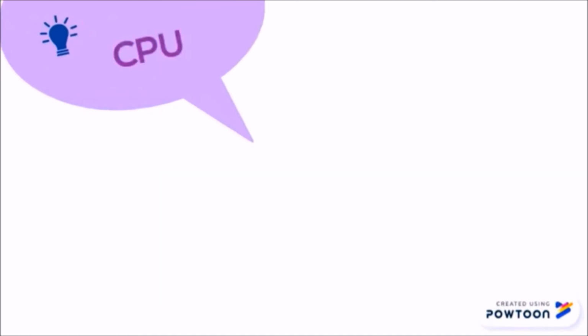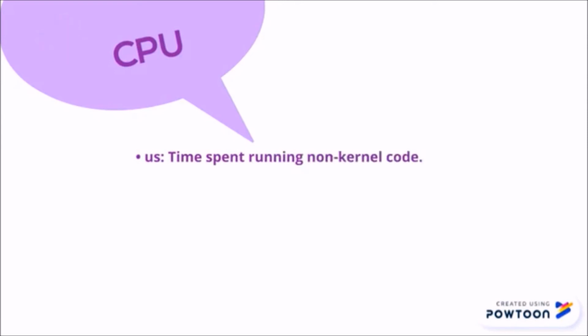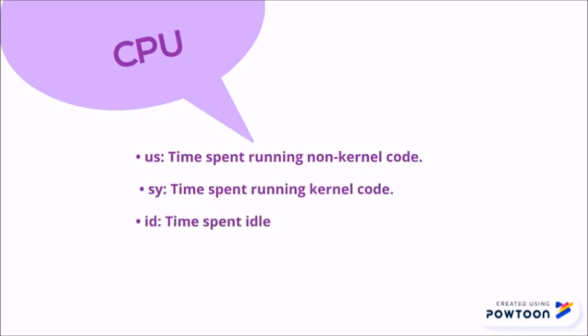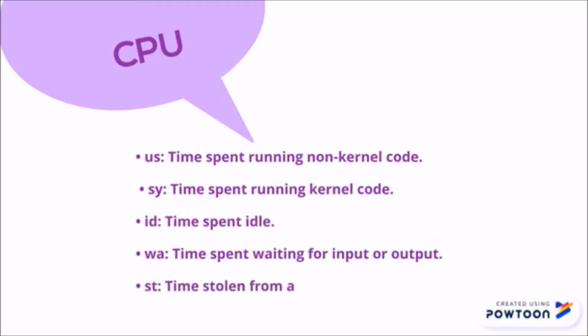The last one is CPU. Us is time spent running non-kernel code. That is how much time is spent in user time processing and in nice time processing. Sy is time spent running kernel code. Id is time spent idle. Wa is time spent waiting for input or output. Last one, st, is time stolen from a virtual machine.